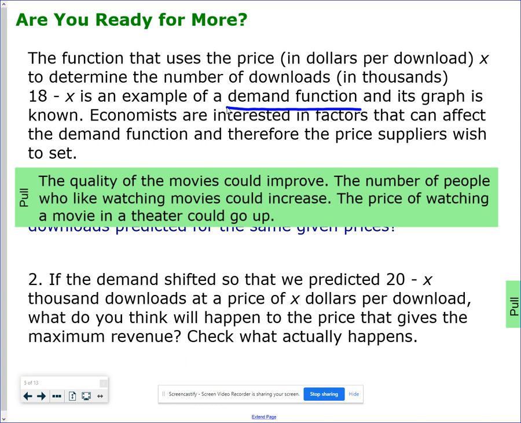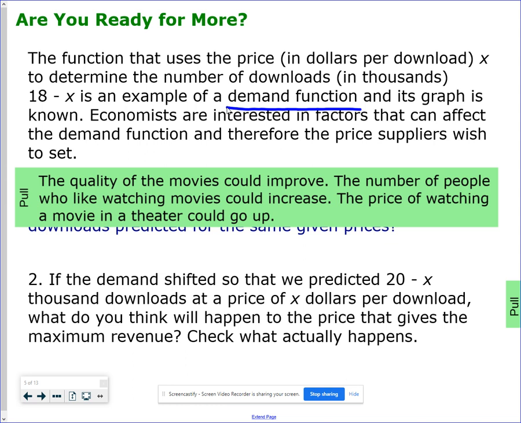The number of people who like watching movies could just increase. I'm thinking like during all of our lockdown stuff, there's a lot of people that were watching movies that maybe typically wouldn't have been watching movies, but that's something that they could do while they were at home, and it was a reasonable thing that they could spend their time on. The price of a movie at a movie theater could go up. So some people might really like to go to movies, but if it costs too much to go to the movie theater, they might be more willing to spend money on a download of a movie.